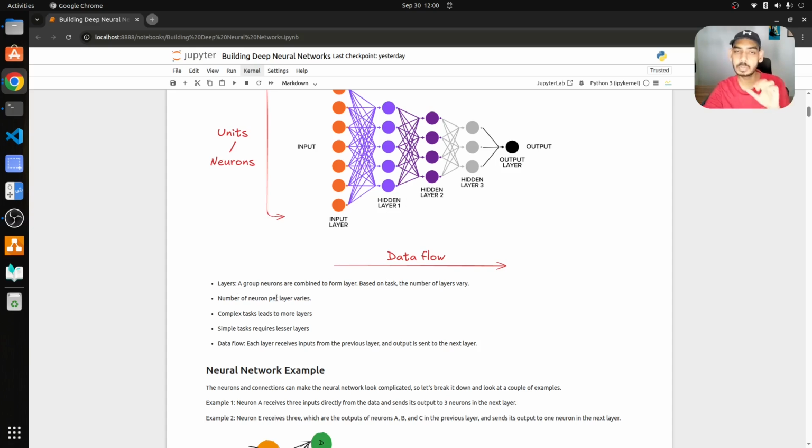The number of neurons per layer can vary. That depends on the type of task you have. If it is an autoencoder, you will have a bottleneck layer where you have a smaller number of neurons, and if you have something like a computer vision problem, you will have a large number of neurons across the layers. So it depends on the type of task. If it is a complex task like computer vision or natural language processing, then the number of hidden layers will increase. Also, the number of neurons per layer will increase.